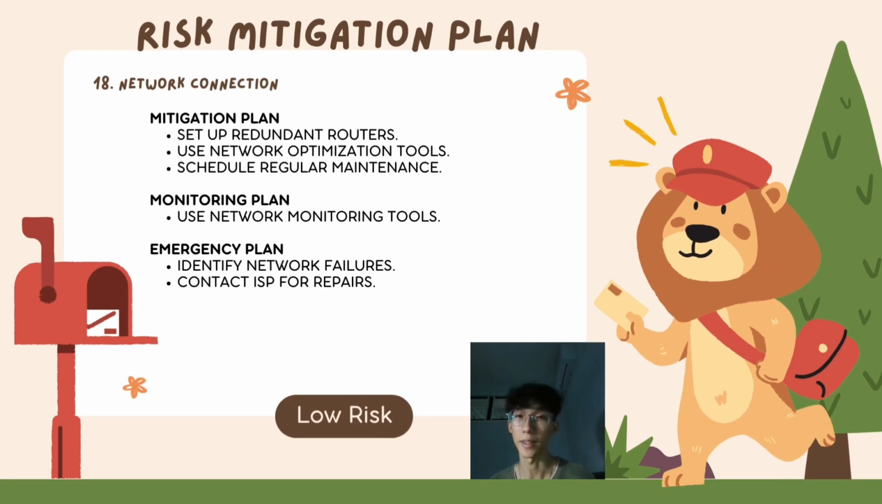The fifth low risk that we have identified in Panda Software House Company is their network connection. The network connection risk involves disruption or failures in network connectivity, which can impact access to services and data while leading to operational downtime.